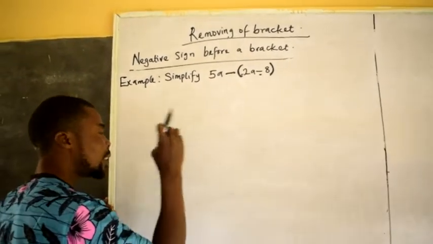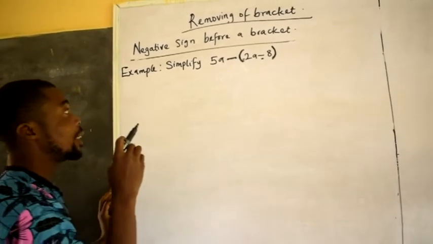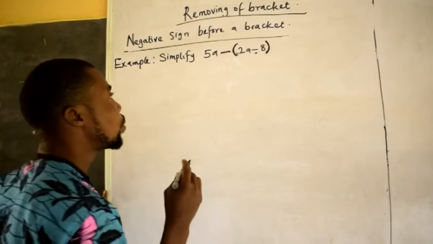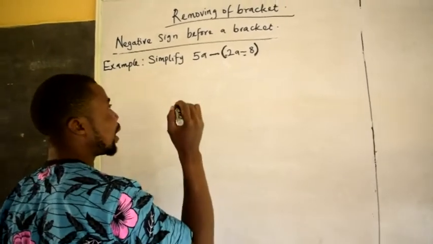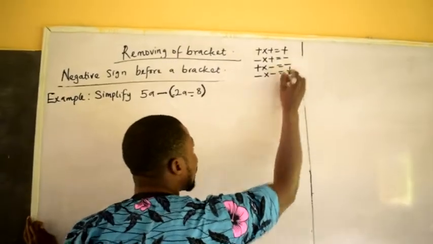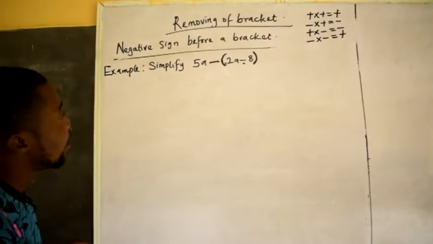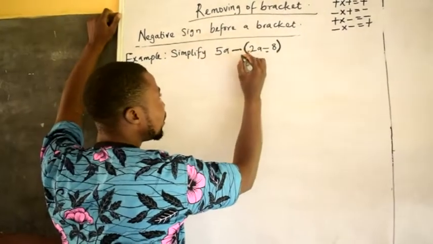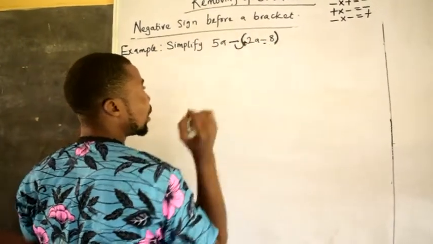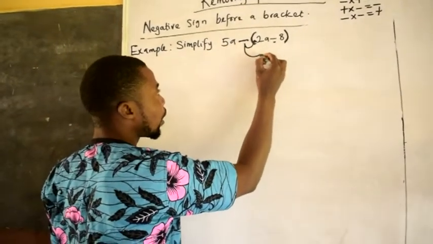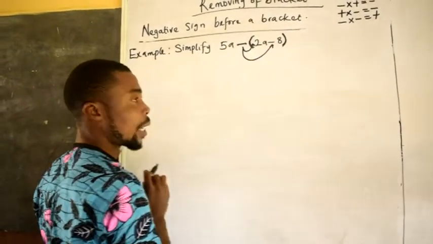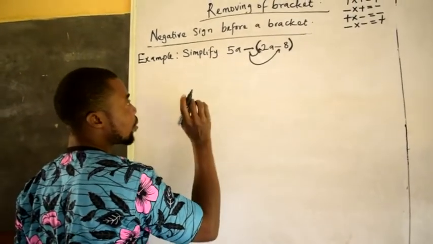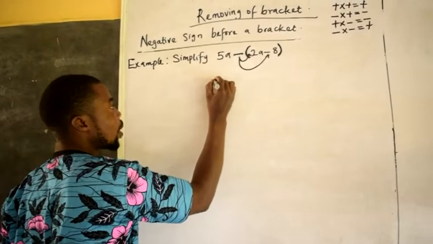When you are doing this, I mean negative sign before a bracket, you must be very, very careful. So, like I said earlier, you will need this. This sign will multiply the invisible sign that is here, and it will also multiply the second sign that is here. In this case, 5a is alone.